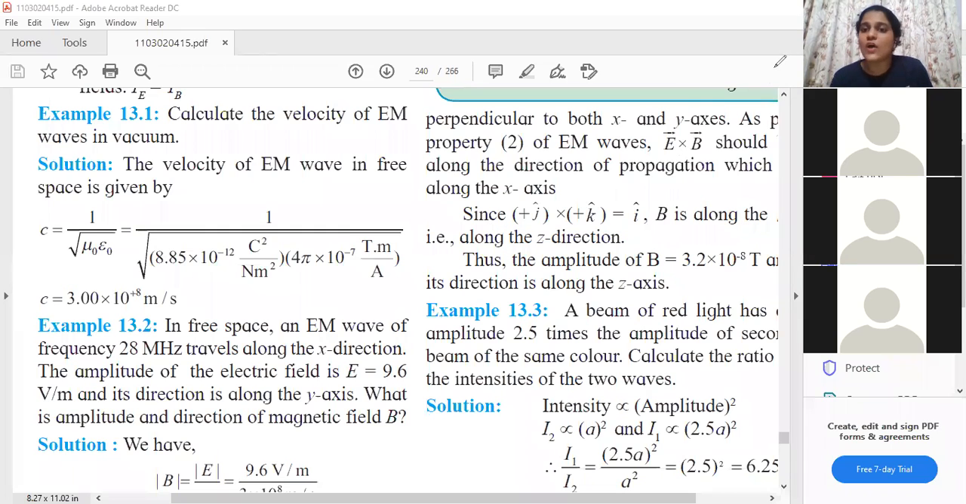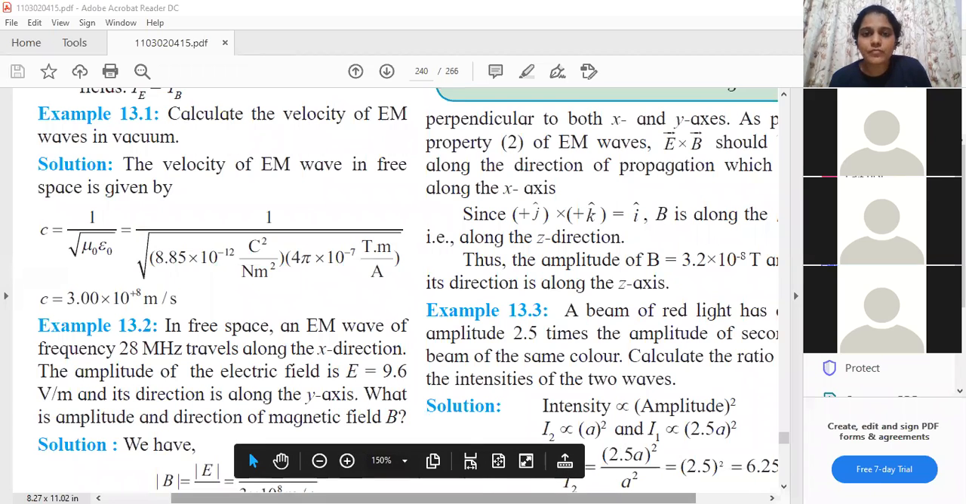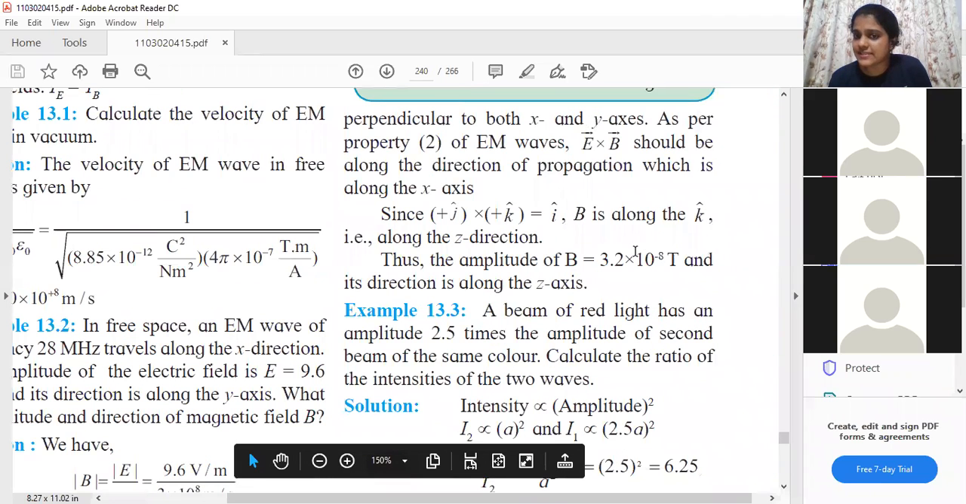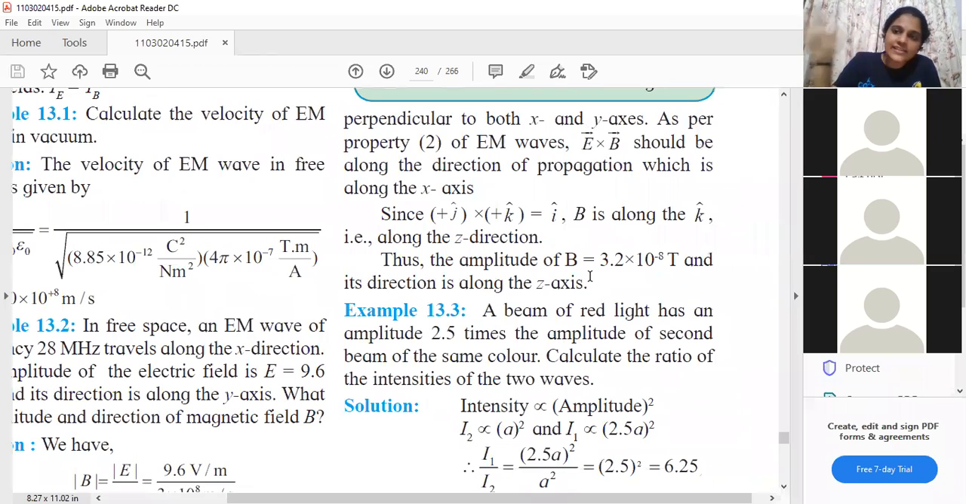So the final answer would be that the amplitude of B is this much and the direction is along the Z axis. See students, orally you can simply write Z axis, but then you have to show that the answer is actually Z. So you will use the relation E cross B. Whatever axis E is on and whatever axis B is on, their cross product should give the axis on which the wave is propagating.